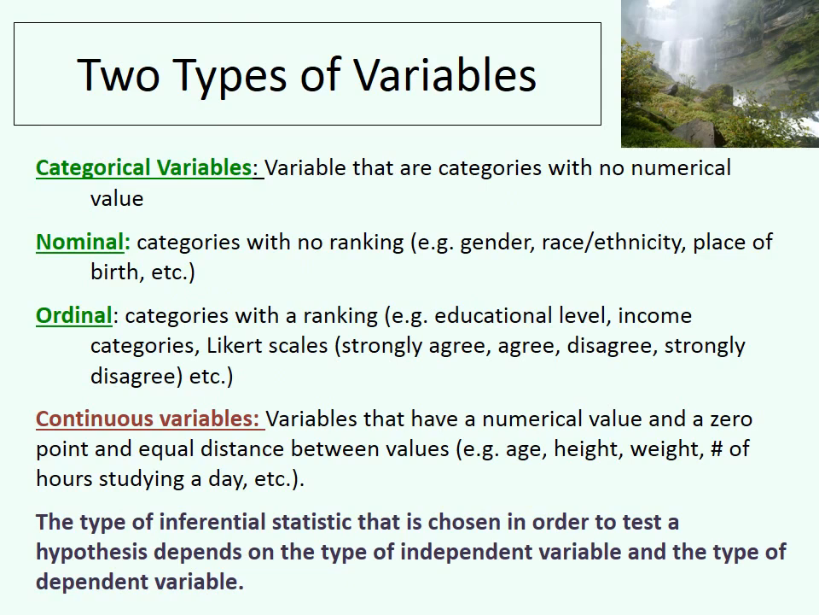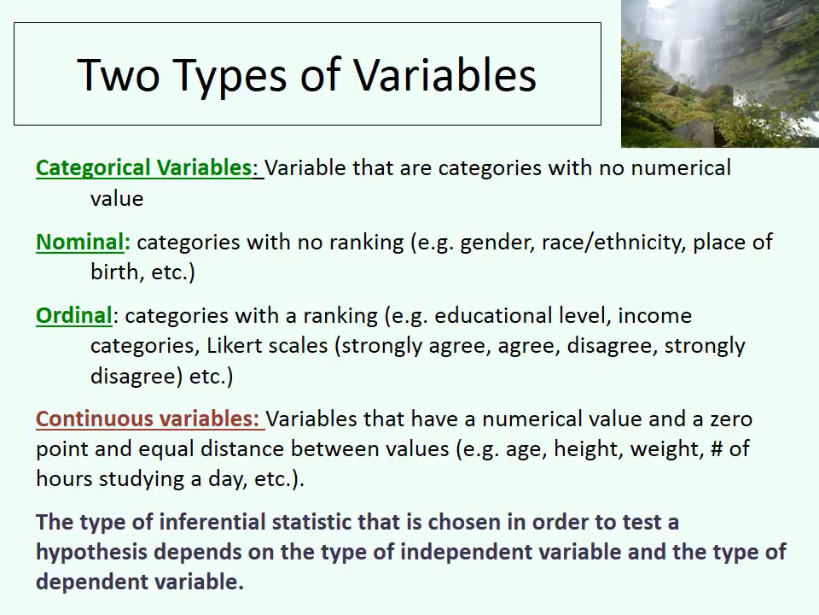There are two broad types of variables. The first are categorical variables, which are variables that are categories with no numerical value. There are two types of categorical variables, nominal and ordinal. Nominal variables are those that have no ranking and are just a category, such as gender, race, ethnicity, place of birth, etc. Ordinal variables are categories with a ranking, but with no equal distance between categories, such as education level, income level, or Likert scales that include strongly agree, etc.